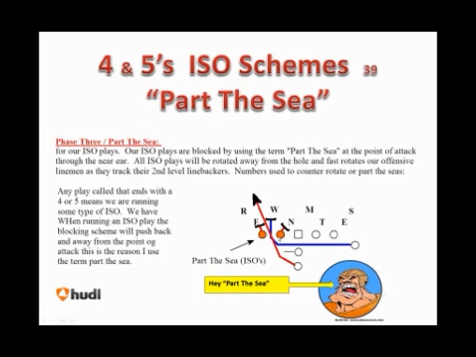The ISO is best run, especially out of the I, in the B gap, because it doesn't restrict the handoff. So we're always trying to look for the B gap to put that ISO in. So that's what creates a parting right here. So here we go, part the C, 4s and 5s, ISO schemes, part the C.